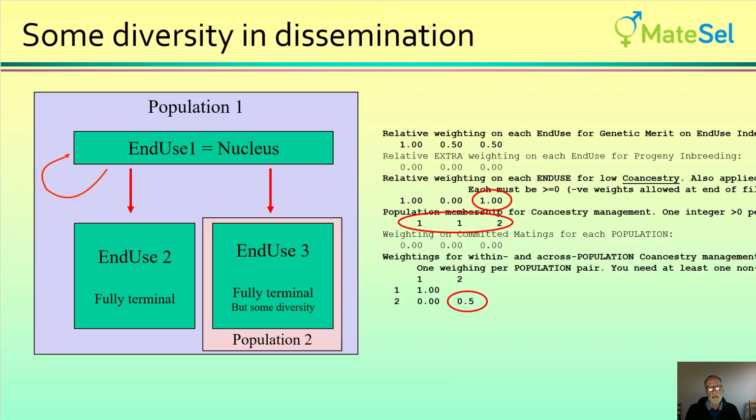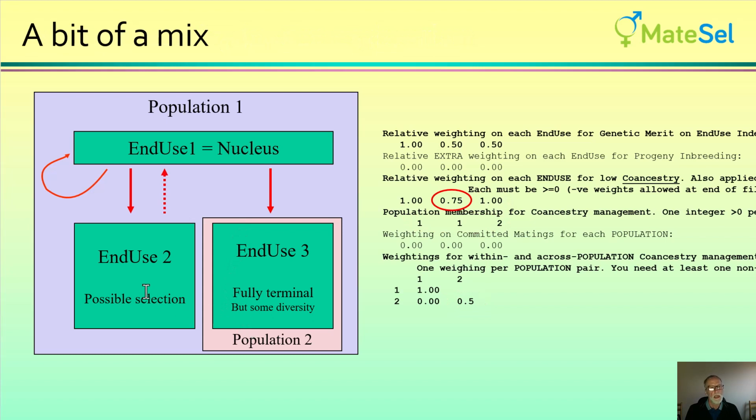But of course you can have a mix of strategies, so that for some enduses where you're really confident that there are going to be no progeny from these matings to come back to the nucleus, it's fully terminal dissemination, then you can take the strategy we've just looked at. Whereas we can have a mixture, and for other enduses have some possibility of progeny out of these enduse matings coming back to the nucleus. And that's done here just by putting a weighting on coancestry for Enduses 2, which is still in population 1. However, that will still give diversity within Enduses 2, and so it is still a reasonable policy to use if you want diversity in your disseminated stock.